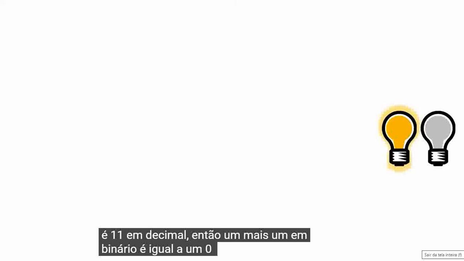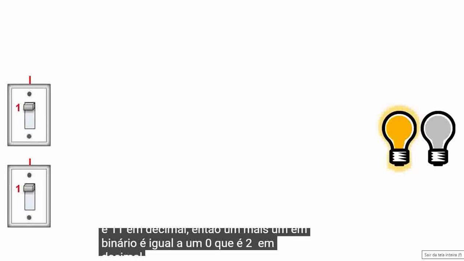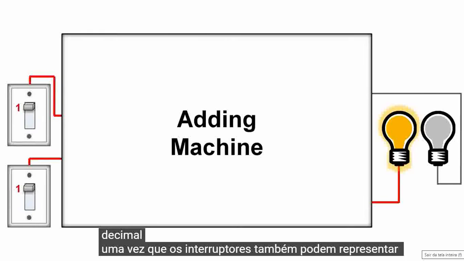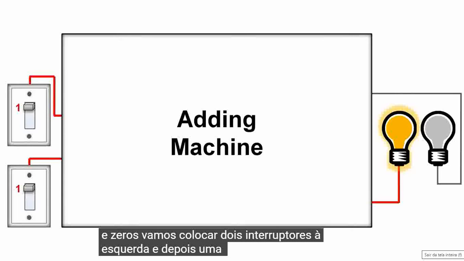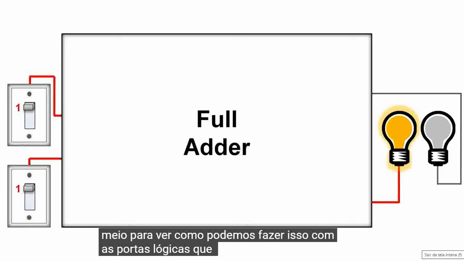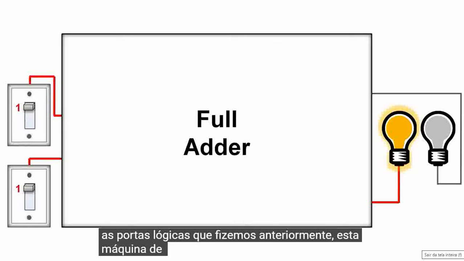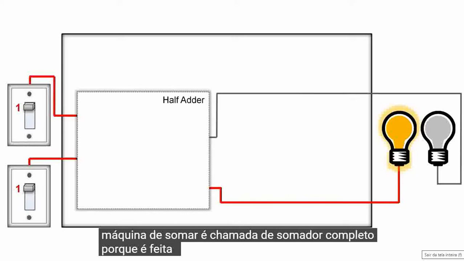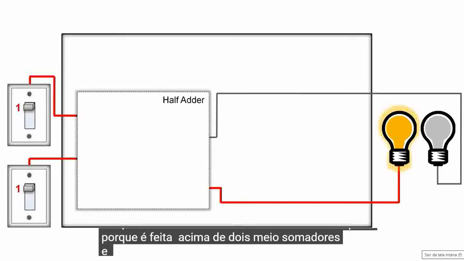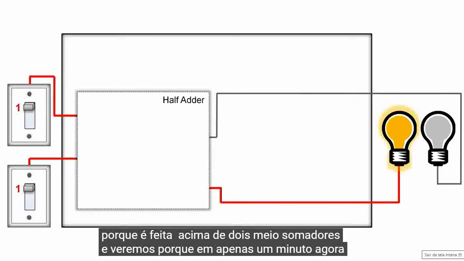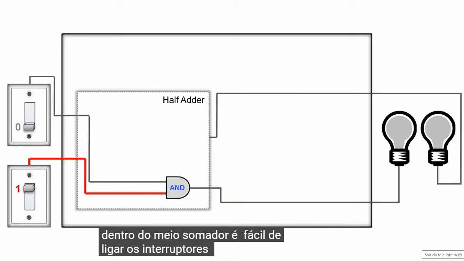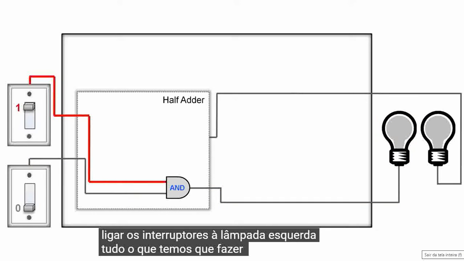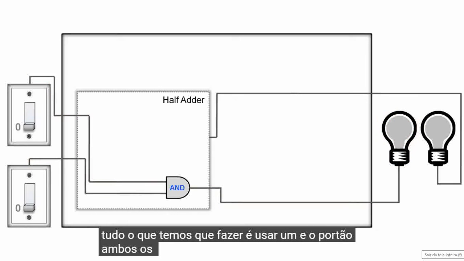Since switches can also represent ones and zeros, let's put 2 switches on the left and then an adding machine in the middle to see how we can do this with the logic gates we made earlier. This adding machine is called a full adder because it's made up of 2 half adders, and we'll see why in just a minute. Now, inside the half adder, it's easy to hook up the switches to the left light bulb. All we have to do is use an AND gate. Both switches then have to be on for the left light bulb to be on.